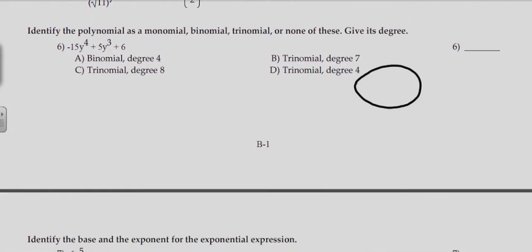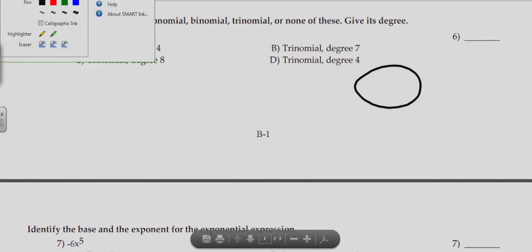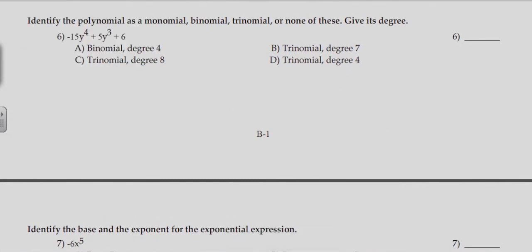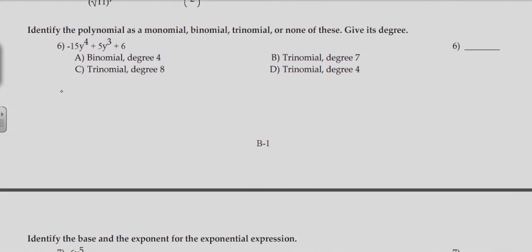Okay, now identify the polynomial as monomial, binomial, or something else. Remember, monomial means one term, binomial means 2 terms, trinomial means 3 terms. First of all, this is a trinomial, right? Because you have 1, 2, 3 terms. So it's either this trinomial or this trinomial or this trinomial. The degree is the highest power. What is the highest power? 4. So this must be the right answer. Clear? Simple idea. Do you think you can make a mistake in these kinds of questions? That would be bad, right? Very easy.